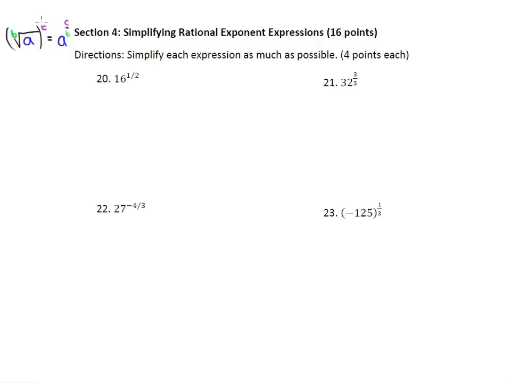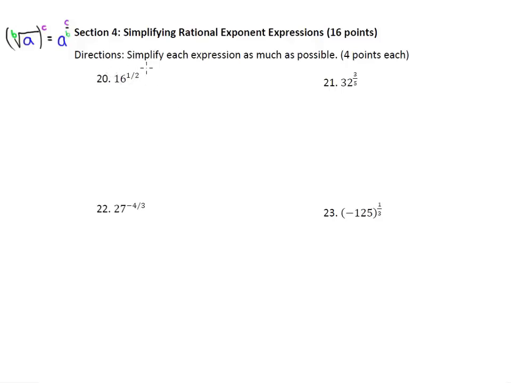Okay, a couple things to keep in mind. If there is no C out here, then C is 1. If there is no B right here, then B is 2 for a square root. So you can solve these without changing over this form, but some people find it a little bit easier. So that's what I'm going to do on these problems. I'm going to switch it over first.